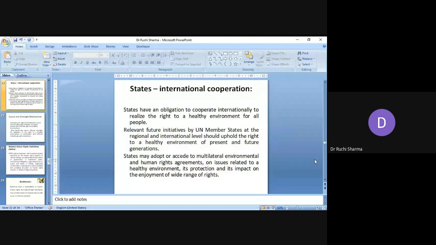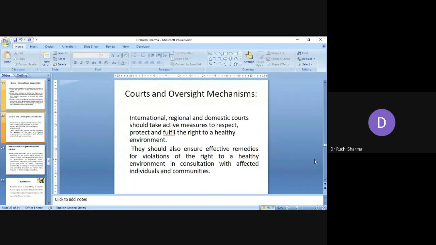It also involves promoting international cooperation because nowadays, in the era of globalization, if something is happening, for example, we can see war is happening in Ukraine. Does it affect us? Does it affect the environment of India or other countries? Yes, it does affect. So the state or the government has an obligation to cooperate internationally to realize the right to a healthy environment for all people.